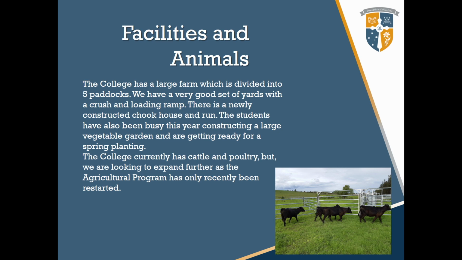Okay, facilities and animals. The college has a large farm which is divided into 5 paddocks. We have a very good set of yards with a crush and a loading ramp. There is a newly constructed chook house and run. The students have also been busy this year constructing a veggie garden, as I mentioned before, and they're getting ready for a spring planting. The college currently has cattle and poultry, but we are looking to expand further as the agricultural program has only recently been restarted.